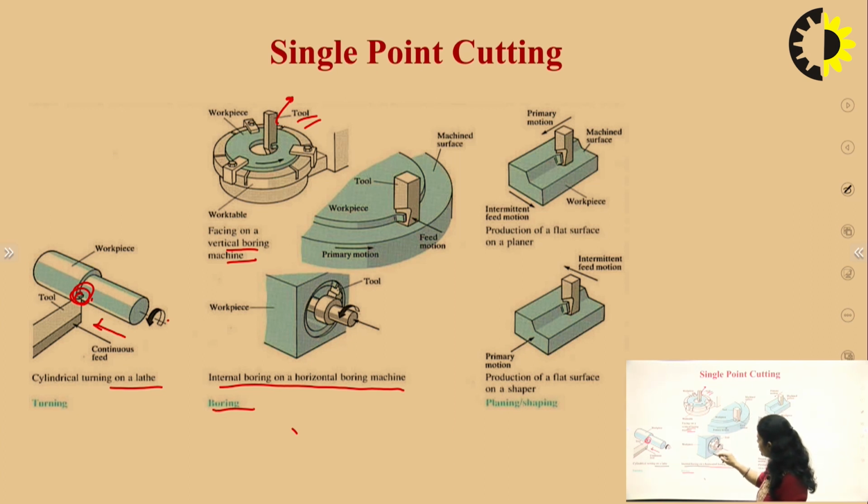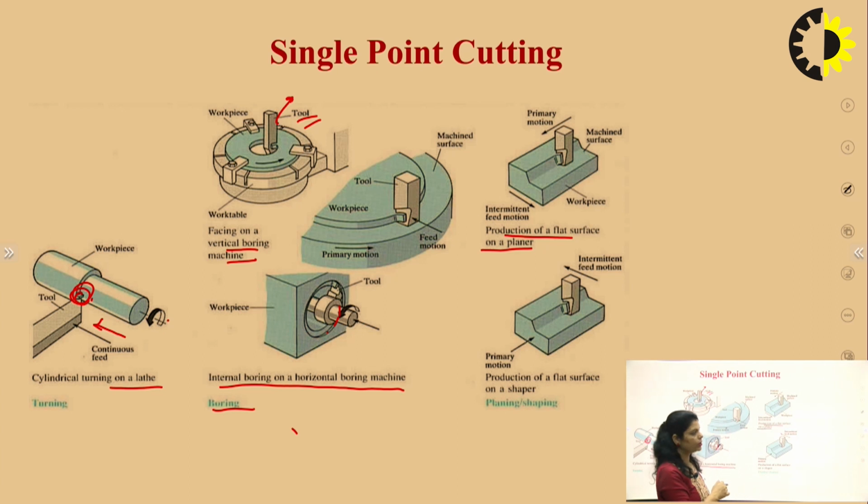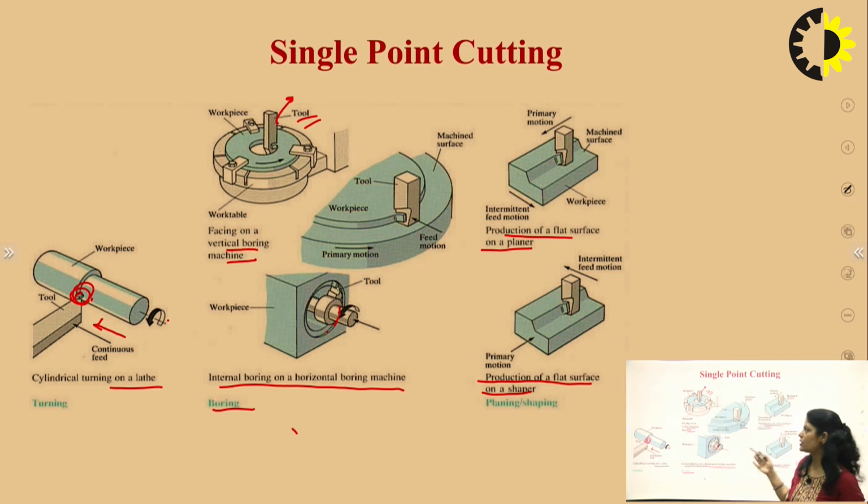This is an already drilled hole, and we can see that the boring is taking place. Now, this is the production of a flat surface on a planer machine, and this one is the production of a flat surface on a shaper machine. So, these are examples of a single point cutting tool or single point cutting operation.